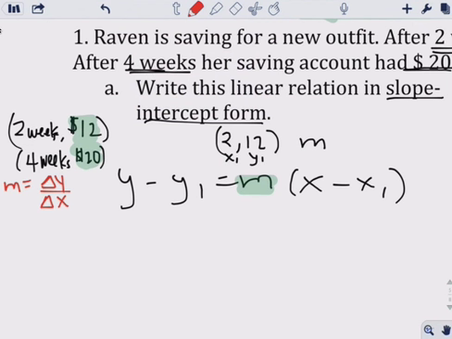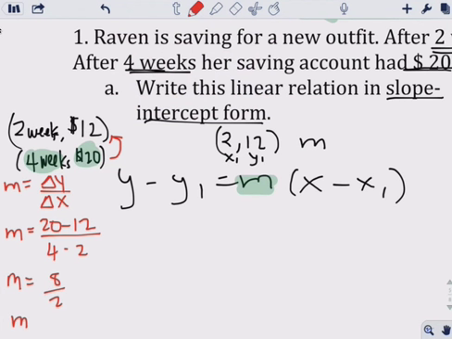So the change in y, it changed from $20 to $12. So m equals, because I went from 20 to 12, I need to go from 4 to 2. I do this so that I don't deal with negatives. M equals 8 over 2. Keep in mind these are dollars, so $20 minus $12 is $8.